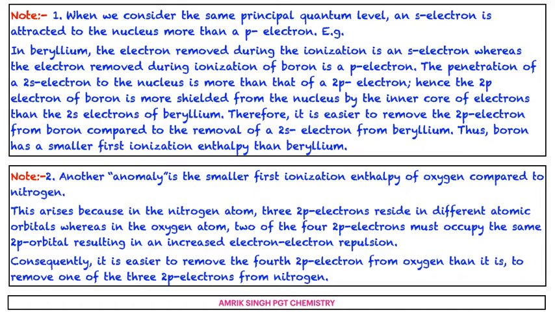In the previous case also, there is an anomaly of beryllium and boron. We write the electronic configuration, we will get the answer. Here there is anomaly of oxygen and nitrogen. We just write the electronic configuration first and we will get the answer. In nitrogen, p orbital is half filled.